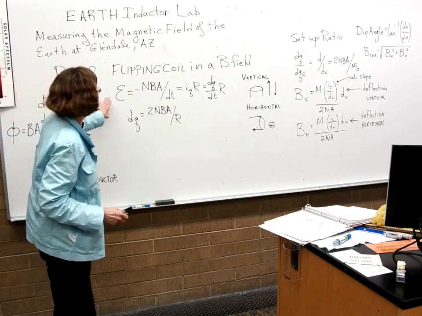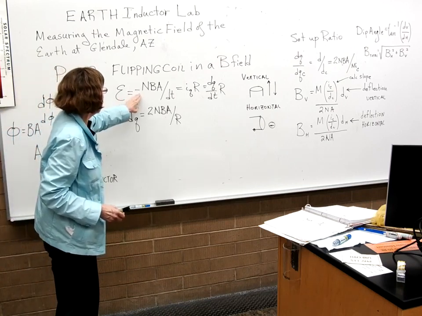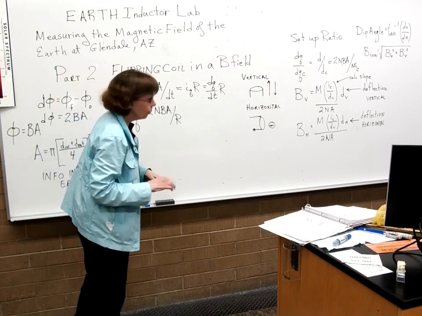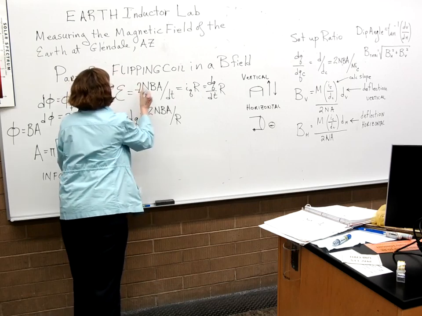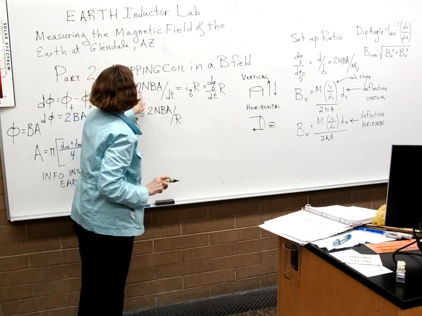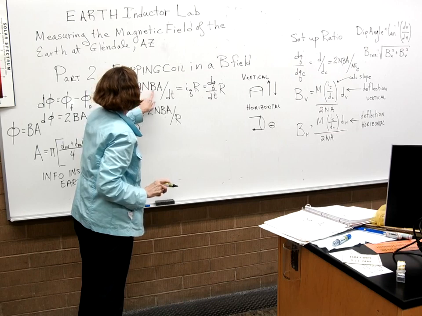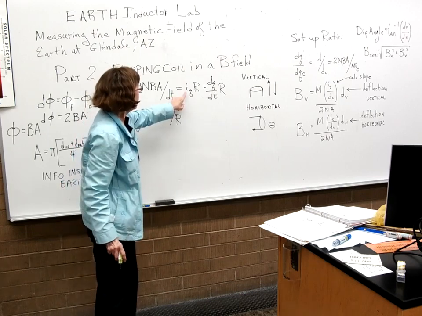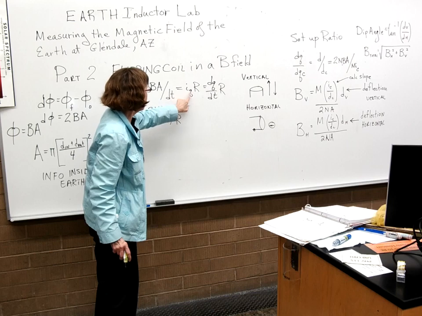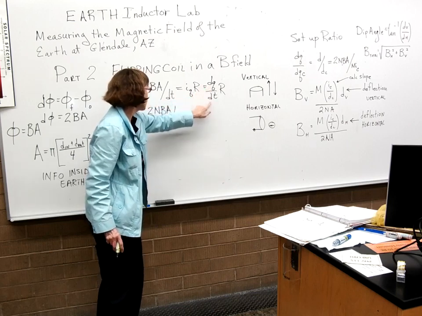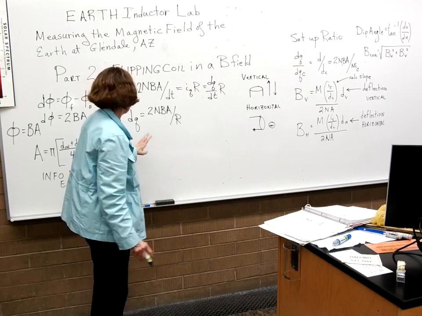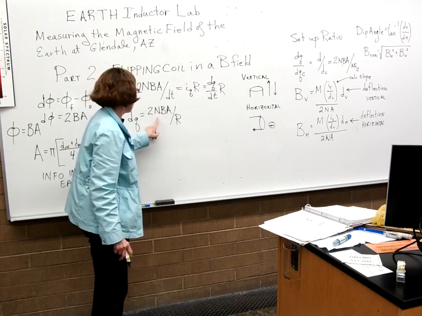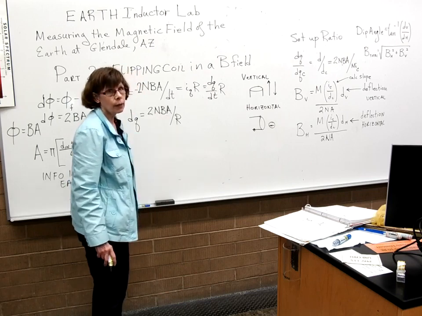So then the induced EMF is minus the total number of turns times the change in flux, which is minus 2 times the number of turns times the magnetic field times the area over the change in time. That would produce the current in the coil times the resistance. That would be dq dt. If we divide through by the change in time, the change in the current would be a function of twice NBA divided by the resistance.